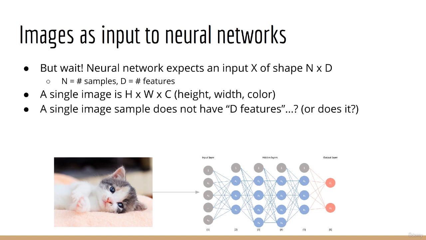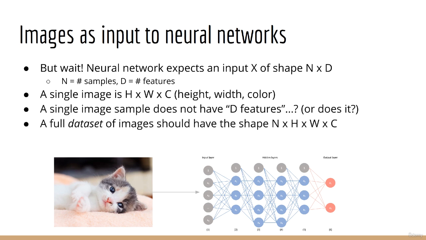Therefore, it would seem that, in order to represent a data set of images, we would need to have a four-dimensional tensor of shape n by h by w by c, where n is the number of samples, h is the image height, w is the image width, and c is the number of color channels, which is always 3. Now, this is a little bit of foreshadowing, since this is what we'll deal with later, but for now, we are going to do something simpler.